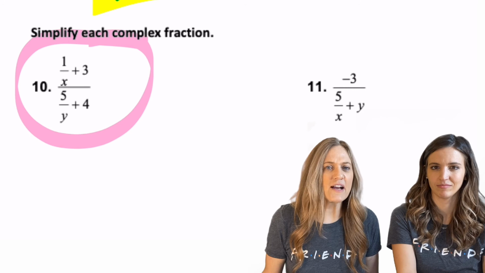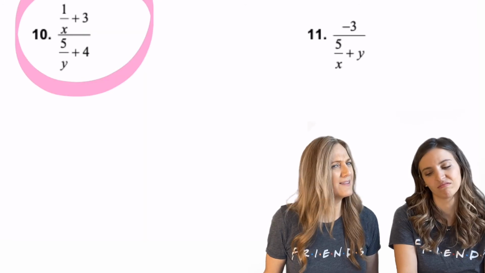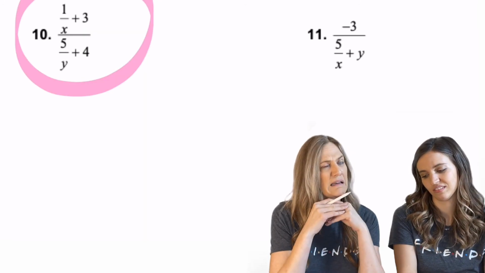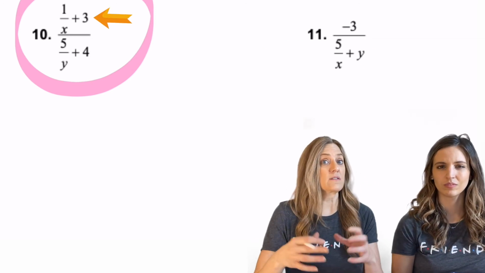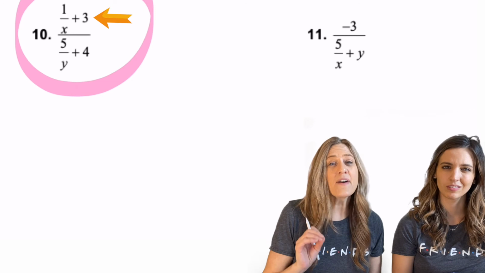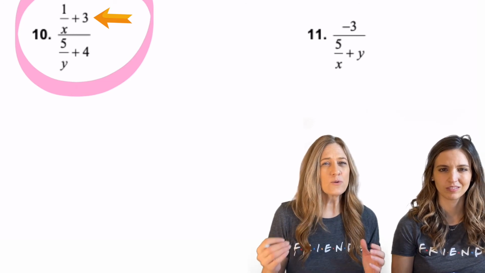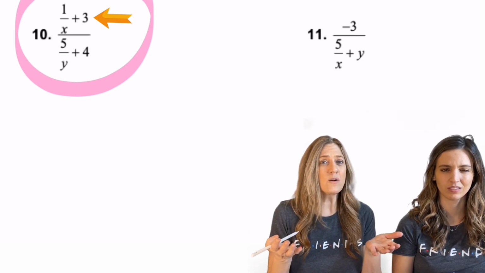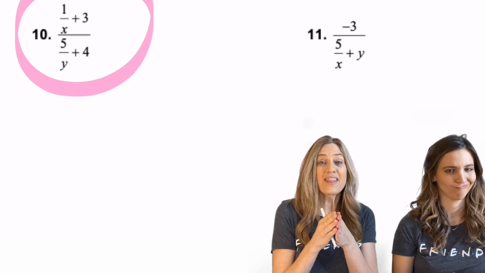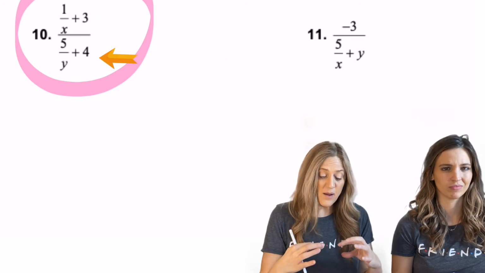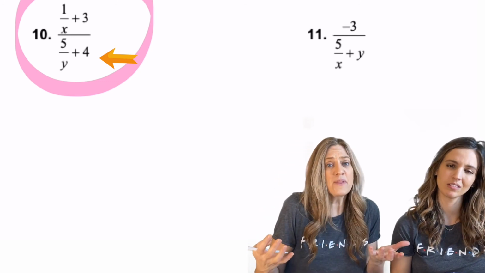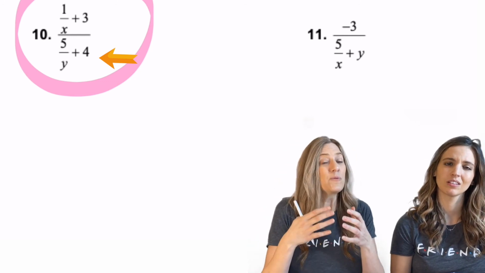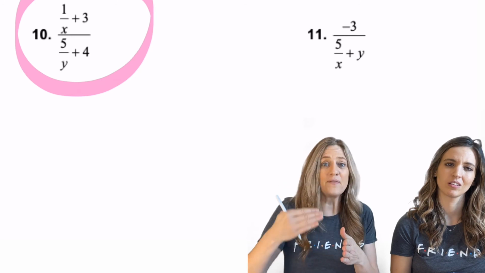Simplifying complex fractions. Wait a second. This one doesn't look exactly like a fraction divided by a fraction, because when I look at that numerator of this complex fraction, it says 1 divided by x plus 3. So it's actually a sum and it's not written as a single fraction. That's a problem. Look at that denominator. It says 5 divided by y plus 4. That's a sum that we haven't taken yet, and we don't have it written as fraction divided by fraction.